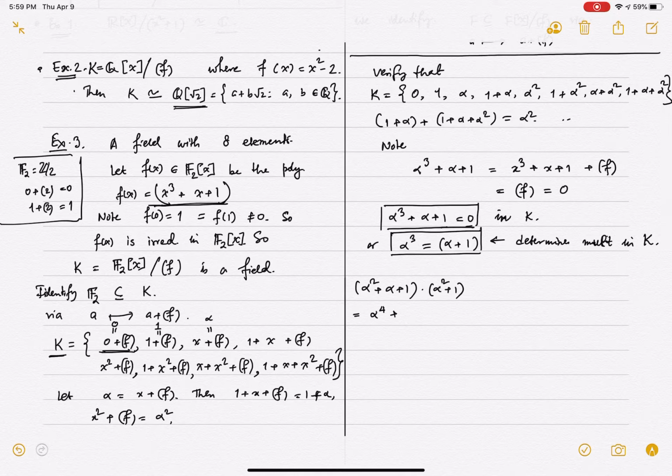You get alpha to the 4 plus alpha to the 3 plus alpha 2, and then you get alpha square plus alpha plus 1. So that's alpha to the 4 plus alpha cube plus alpha plus 1. And then alpha to the 4 is alpha times alpha cube. And then alpha cube plus alpha plus 1 is 0. So this is just 0.